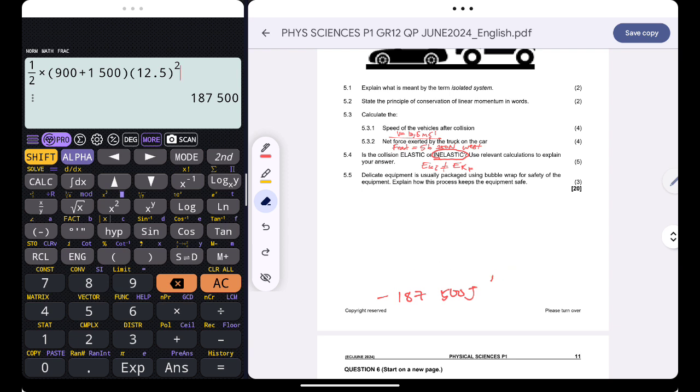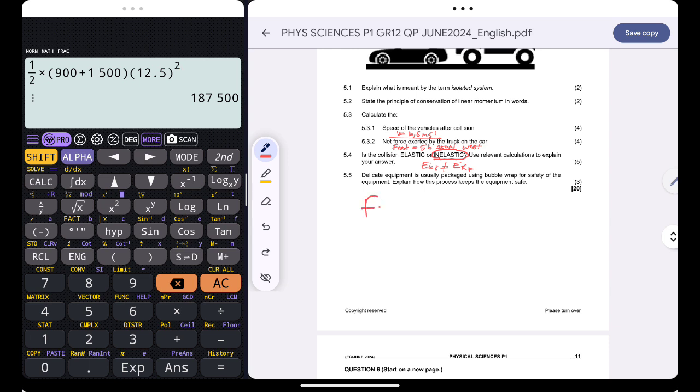And then for the last question, we are being told that delicate equipment is usually packaged using bubble wraps for the safety of the equipment. Explain the process. The packaging, guys, of a bubble wrap gives a softer surface, such that if there is a collision, the time of contact will be prolonged, and hence the force exerted on the equipment will be lower.